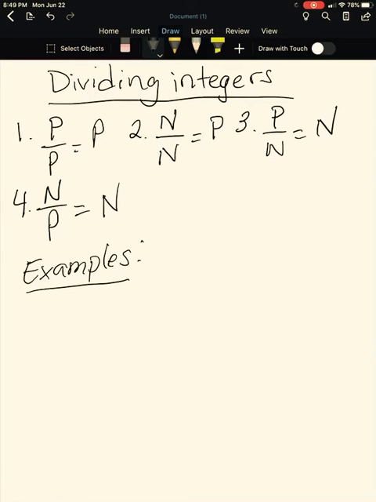Let's do one. Positive over positive. If I do 2 over 2, that's going to give me a positive 1. That's just off the rules of integers. Rule number 2, if I do negative 8 over negative 2, my answer is always going to be a positive 4.